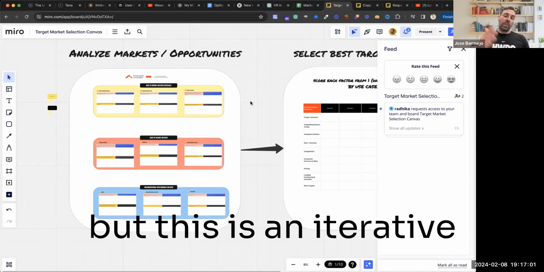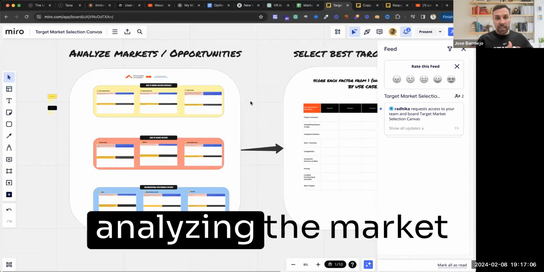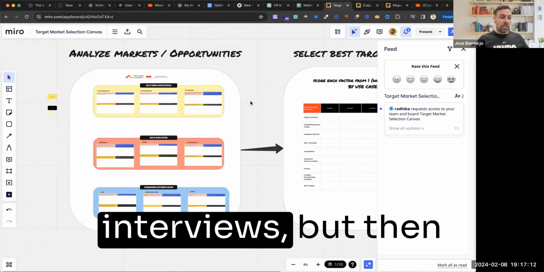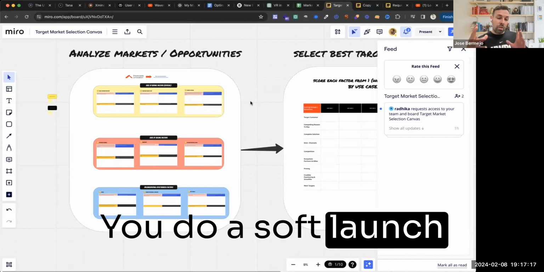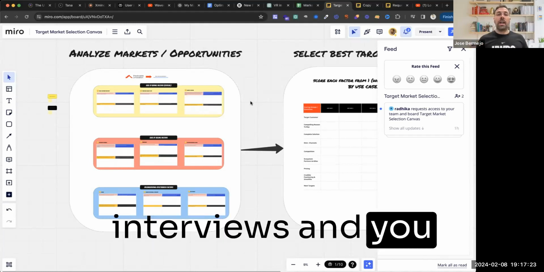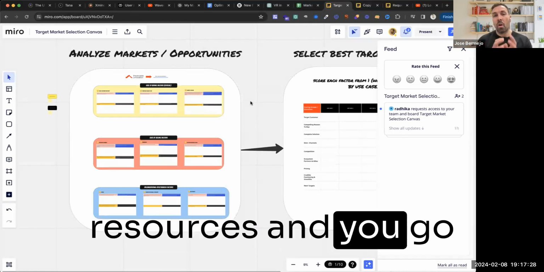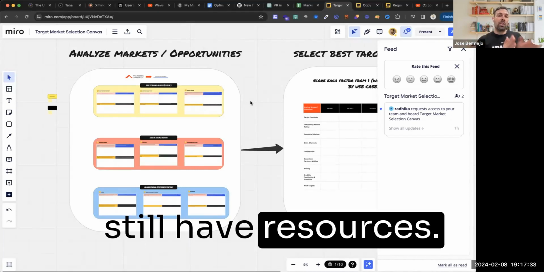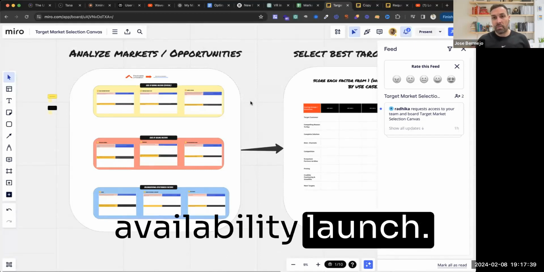But this is an iterative process, right? So first is a little bit of analyzing the market, asking questions and doing customer interviews. But then you don't put your resources right away. You do a soft launch, onboard clients, and you ask again, you do interviews, and you analyze this again. And if you're right, then you put all resources and you go to tackle that market. Otherwise, you can still have resources to pivot before doing a general availability launch, right? All right.